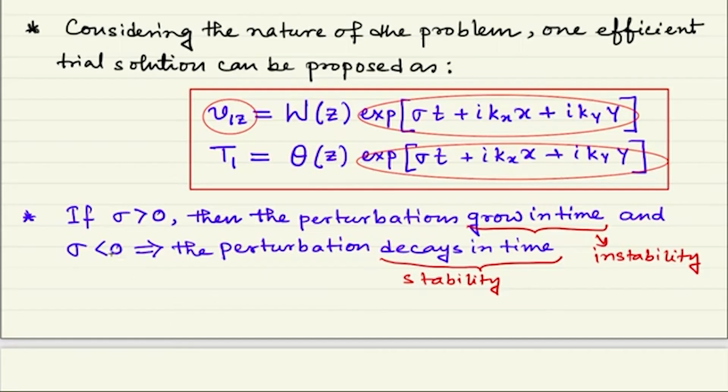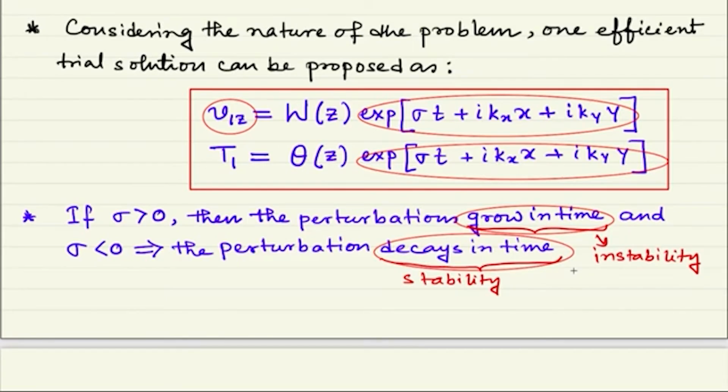Now for our case, what we have just said is that if sigma is greater than 0, then the perturbation grows in time, and if sigma is less than 0, then the perturbation decays in time. So that is a strict instability, a growing in time perturbation, and that is a strict stability, decaying in time. Now we are trying to search for the conditions for marginal instability.